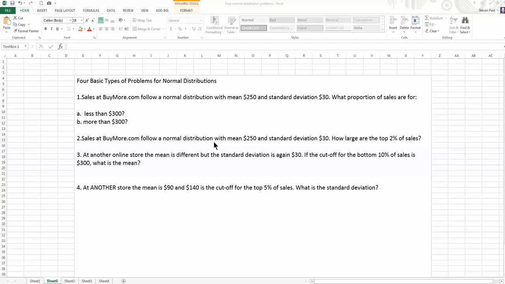In the second one, you've got the same basic data. You know the mean is 250, standard deviation 30, but you want to know how big a sale has to be in the top 2%.